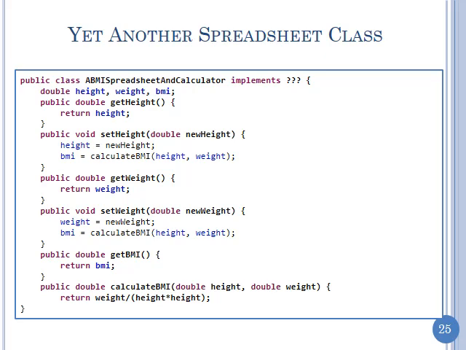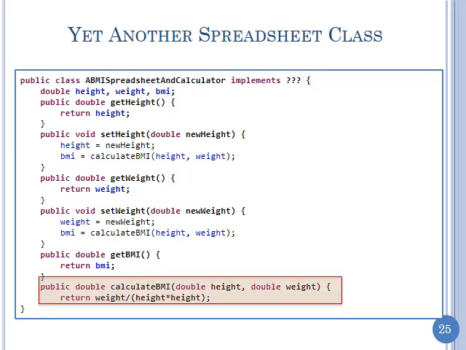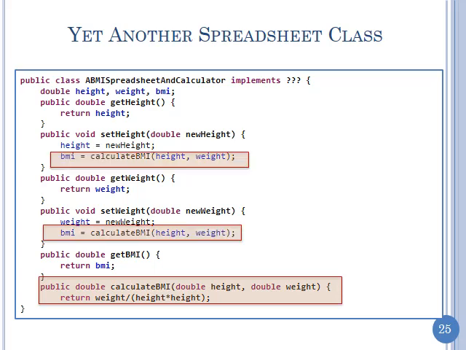And look what I called it. I called it a BMI spreadsheet and calculator. I didn't call it a BMI spreadsheet. I'm saying, look, I'm doing more. I have more than one aspect. Okay? I have more than one role I can play. Okay, so that's a difference.